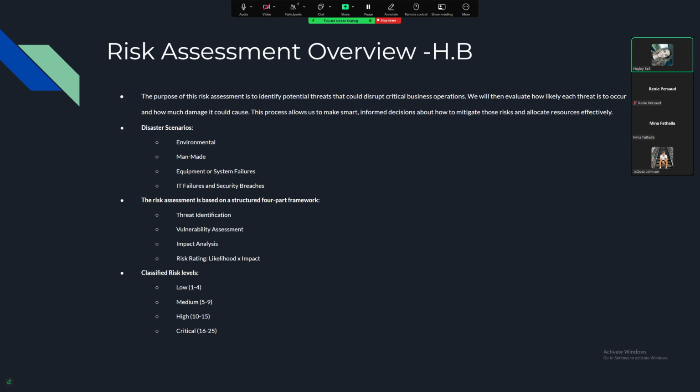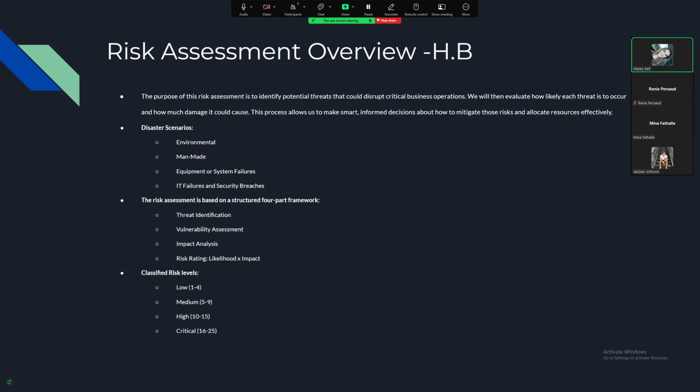So the risk assessment portion is what we're going to be discussing next as a part of our disaster recovery plan, specifically how we identify potential disasters, assess their likelihood and impact, and use this information to prioritize our response and recovery strategies. The purpose of this risk assessment is to identify potential threats that could disrupt critical business operations, and then we'll evaluate how likely each threat is to occur and how much damage it could cause. This process allows us to make smart, informed decisions about how to mitigate those risks and allocate resources effectively.